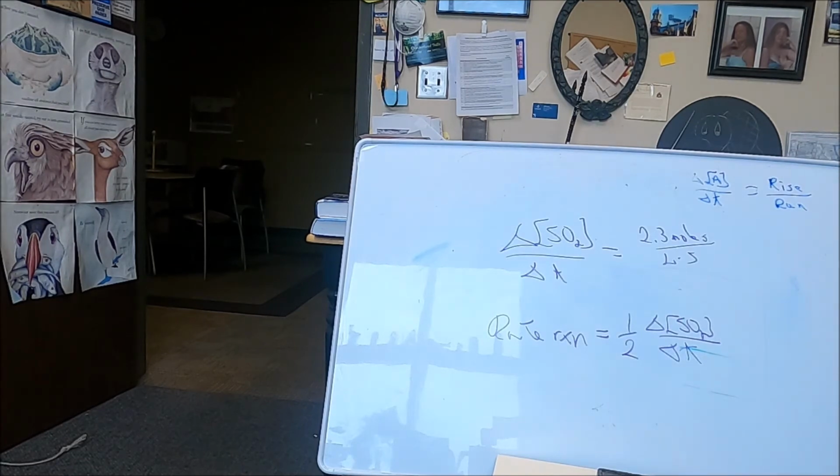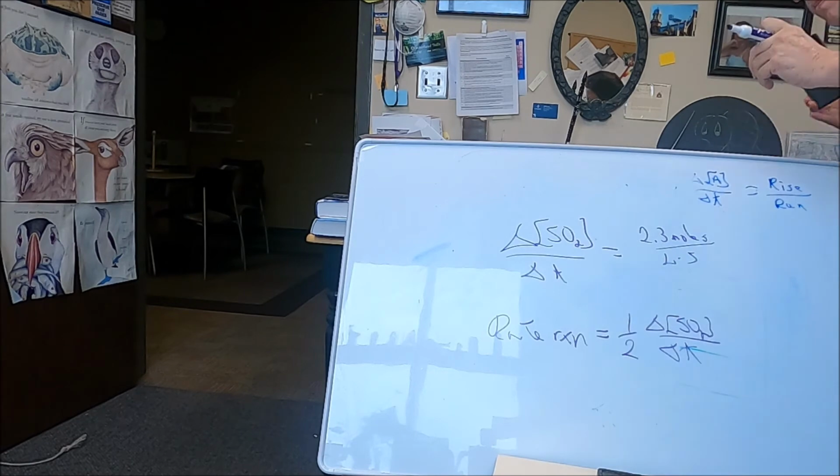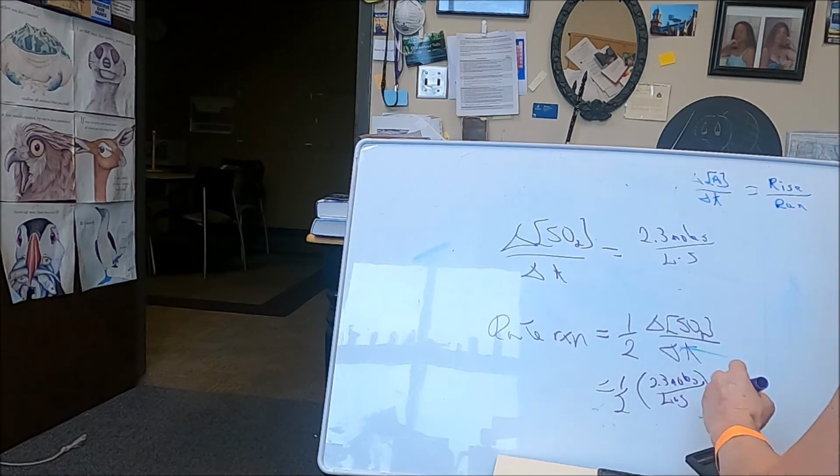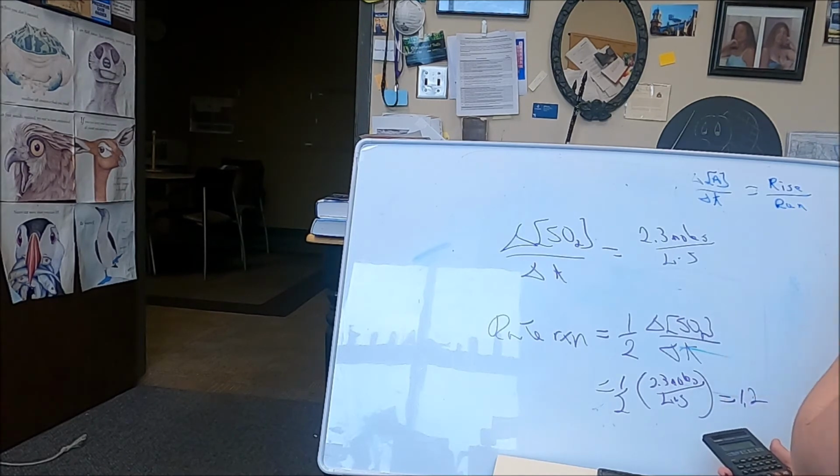So 1/2 of 2.3, I've got my calculator, 2.3 divided by 2. So this equals 1/2 times 2.3 moles over liters times seconds, which equals 1.15, but I have to round to two significant figures, so 1.2 moles over liters times seconds. So that's my rate of reaction.